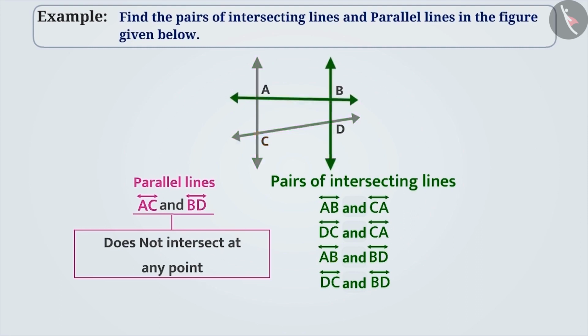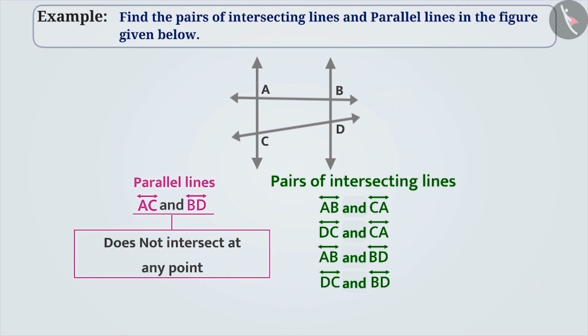Line AB and line BD. They are intersecting lines because they intersect at point B. Line DC and line BD. They are intersecting lines because they intersect at point D. Apart from these pairs of lines, there is another pair of intersecting lines in the given figure. Can you find out? Think for a while.